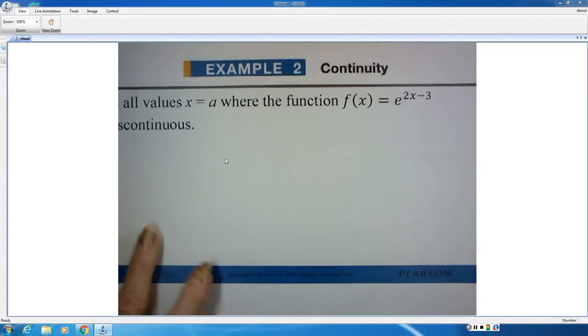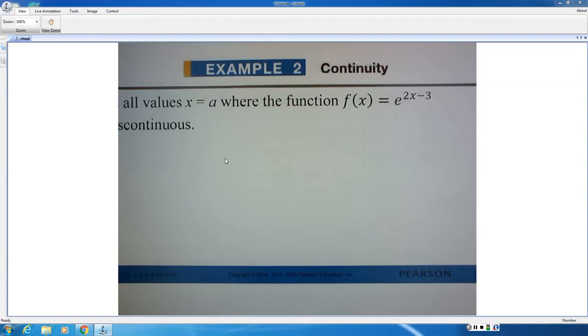Okay, here's another function. Are there going to be values of x that we can't plug in and then raise e to the 2x minus 3 power? I don't see any square roots. Do you? No. I don't see any division problems. I don't see any fractions where x is in the denominator. Do you see that?